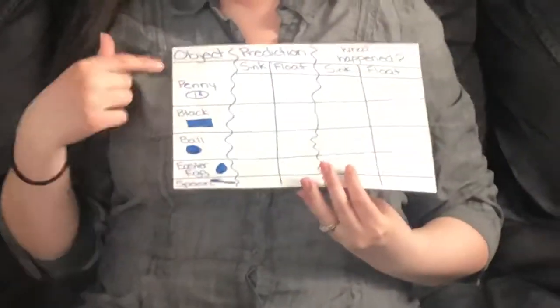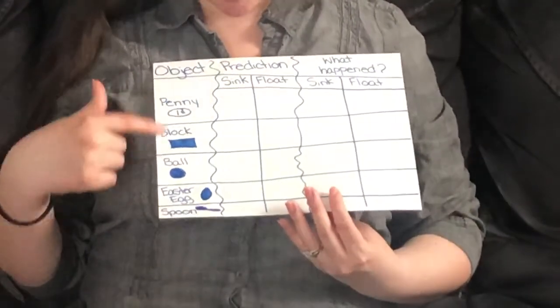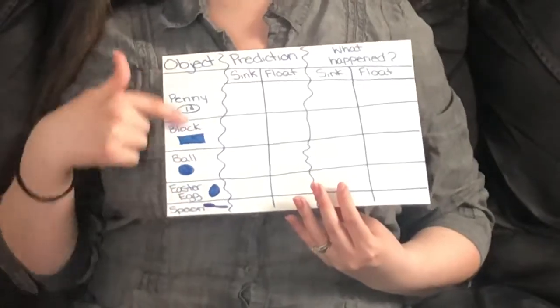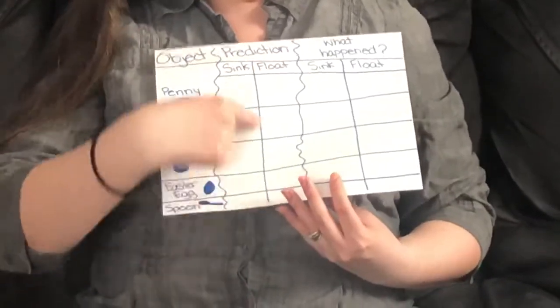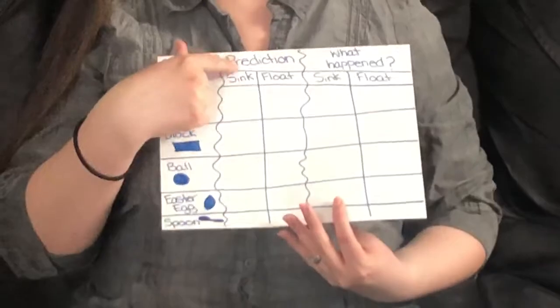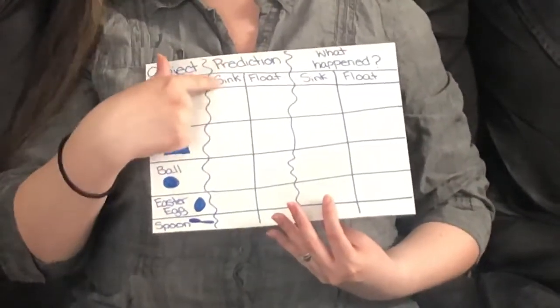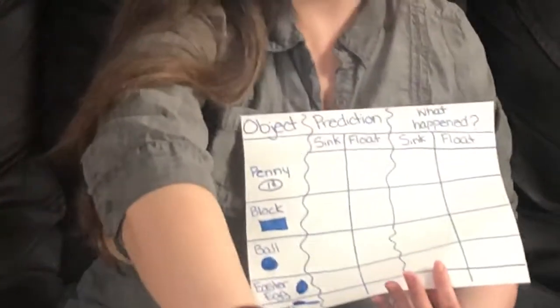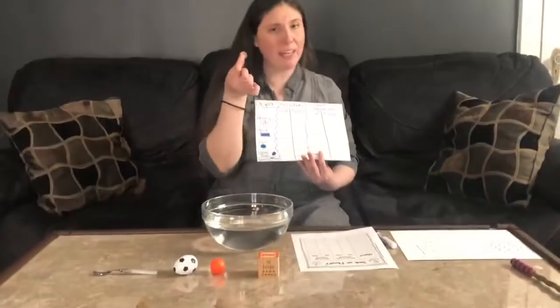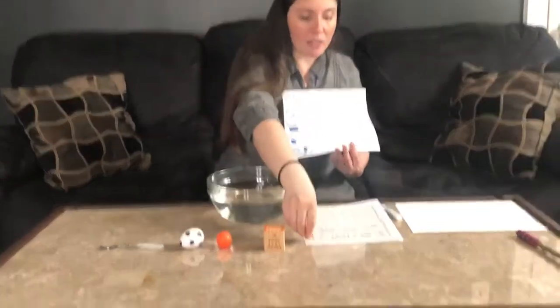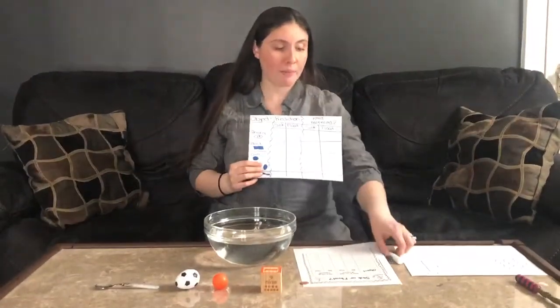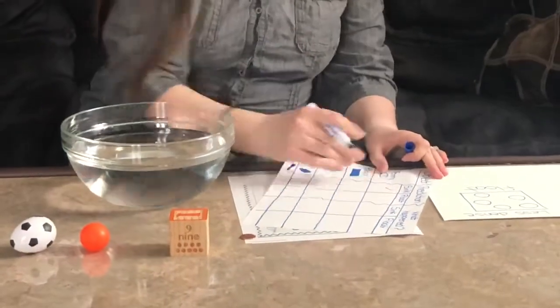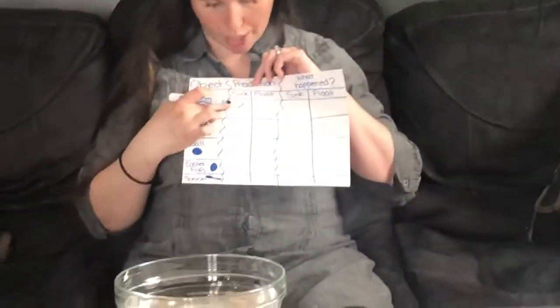Mrs. Maldonado made her own. So here, I wrote the words, or you could draw the pictures of the items. The first spot right here, it says your prediction. So you have to check whether you think that item is going to sink or float. So the first thing we have is a penny. Do I think it's going to sink or float? So I'm gonna say, I think it's going to sink. So I put a little check right next to the sink.